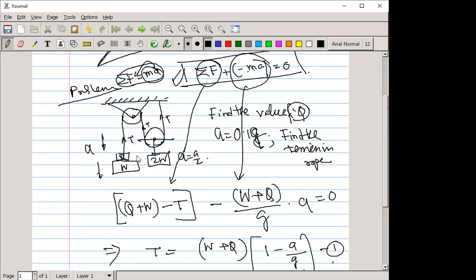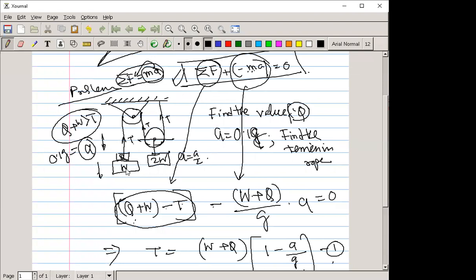So in the problem, the question is to find the value of Q so that the acceleration in this downward direction will be equal to 0.1 into g. It means that for this condition, Q plus W is larger than the tension. That's why I have written Q plus W minus T. So it indicates the summation of all forces, and then minus mass into acceleration.